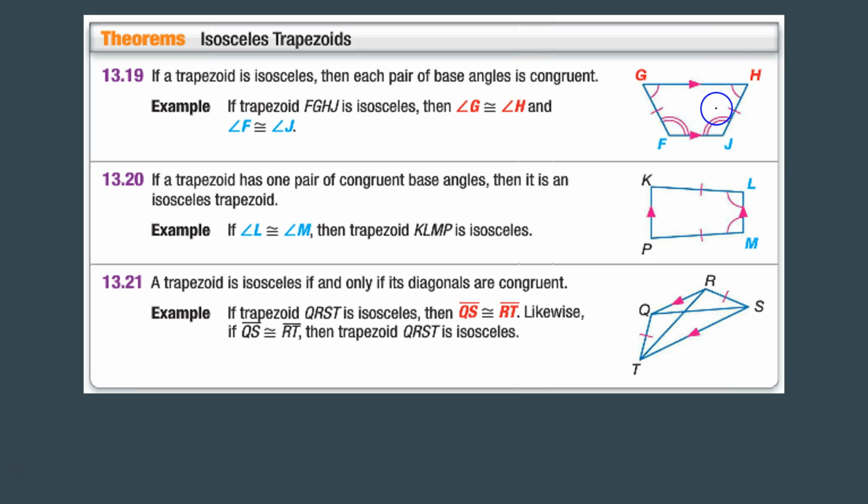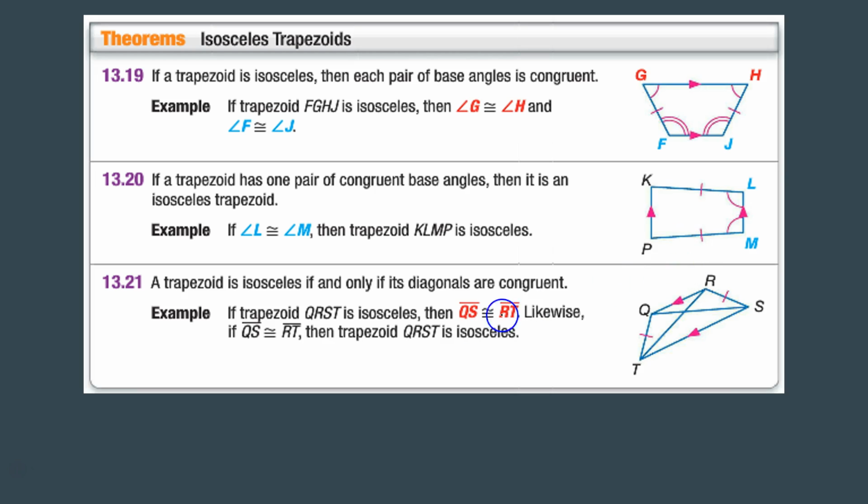If a trapezoid has one pair of congruent base angles, then it is an isosceles trapezoid. So we're just talking about one pair of them. So angle L and angle M. These two are congruent. Because of that, we know we have an isosceles trapezoid, in our case KLMP.